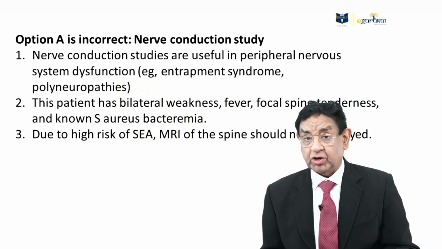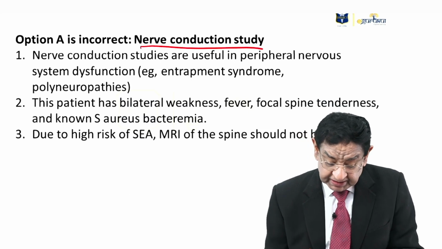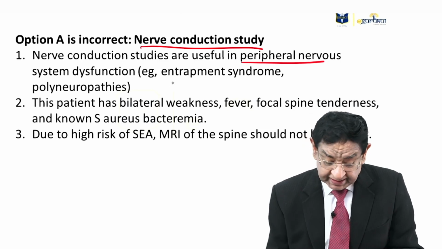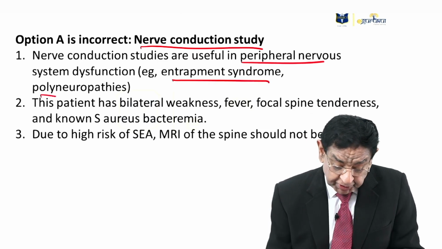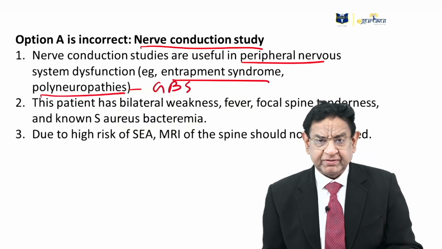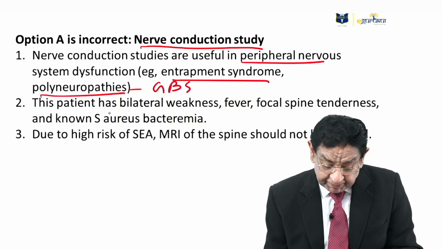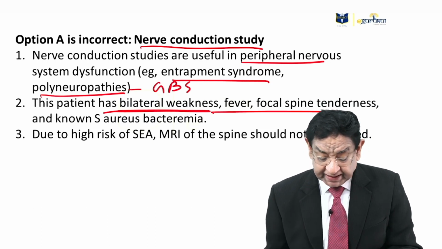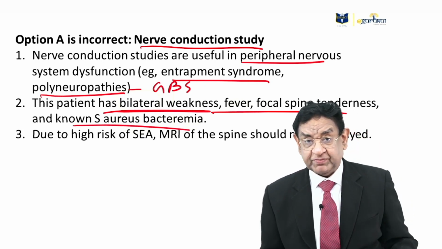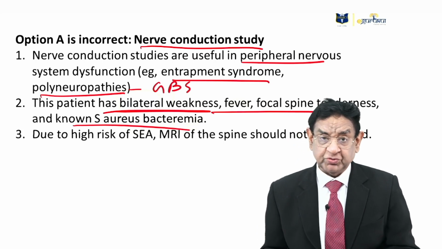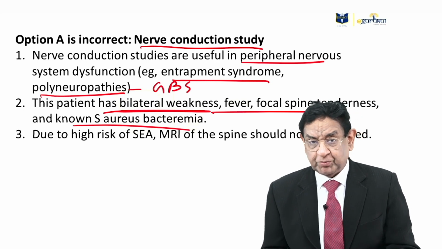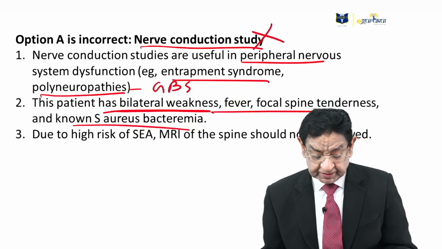Now let's look into the other options. Nerve conduction studies: we do this especially whenever the peripheral nervous system is involved, like entrapment syndrome or polyneuropathy, especially GBS, Guillain-Barré syndrome. Our patient has bilateral weakness, fever, spine tenderness, and is a known case of Staph aureus bacteremia, because in blood culture we already have grown Staph aureus. So definitely it is not a case of polyneuropathy. So this study has no value in this case.